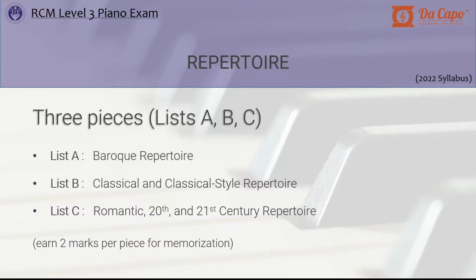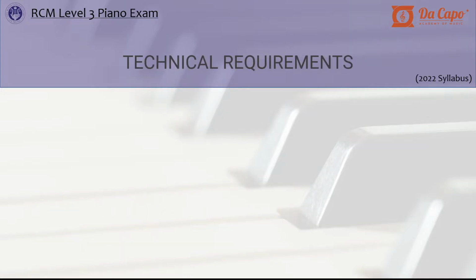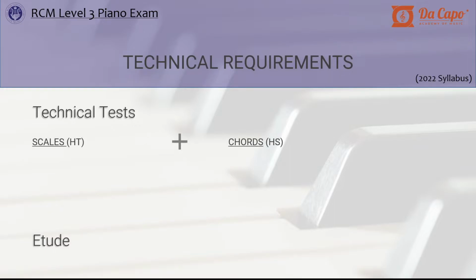Moving on. For the technical requirements, we have our technical tests and etude. Those are the two parts. So let's look at the technical tests. Here we have our scales and chords. Now, for level 3, we now have to start playing our scales hands together, as you can see indicated by HT, and the chords are still played hands separate.